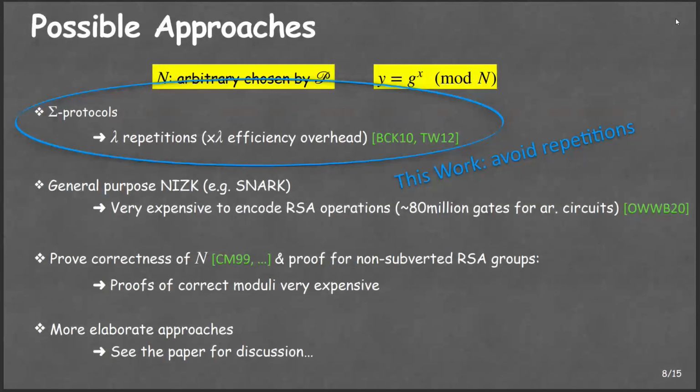Now, the thing is that sigma protocols do not work quite well in groups of unknown order. There are impossibility results showing that we need to repeat the protocol lambda times in order to have a negligible soundness error, which means that this induces a lambda efficiency overhead in the proof system. Now, the rest of the solutions all have some type of efficiency bottleneck. The objective of this work is to use sigma protocol techniques but avoid these lambda repetitions.